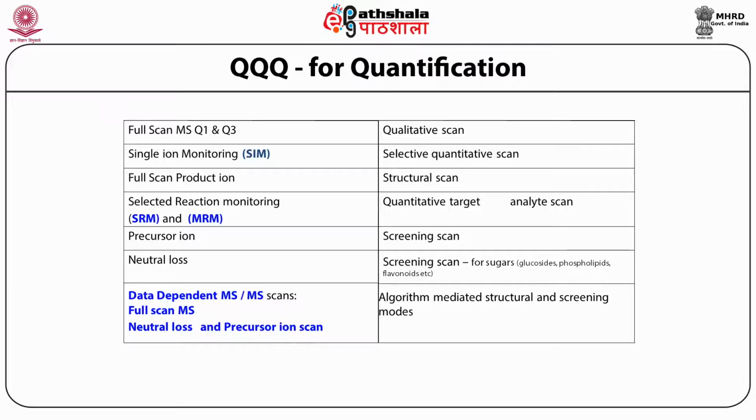Data dependent MSMS scans or full scan MS scans, neutral loss, precursor scans, all these are put together and an algorithm is made. These algorithms are selectively used for finding out information about data. It is a very intelligent way of doing structural elucidation or trying to find out an unknown compound when this algorithm is used to analyze compounds.